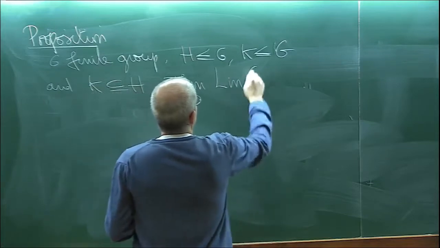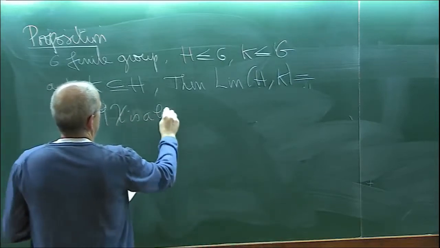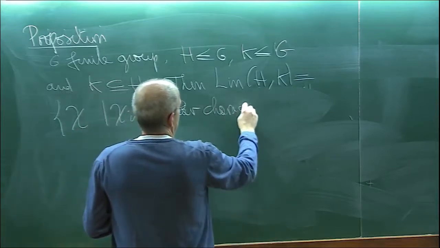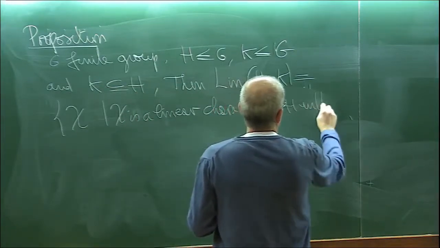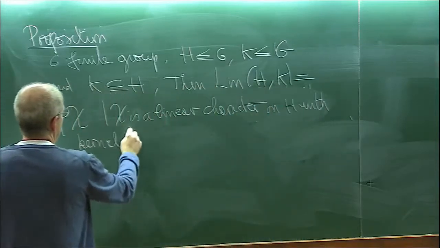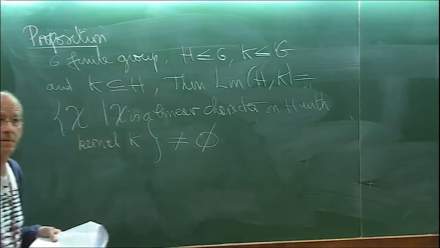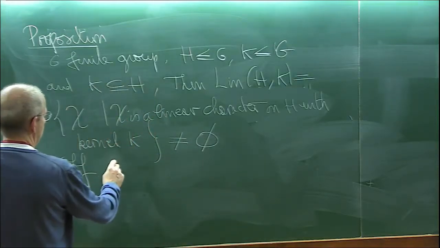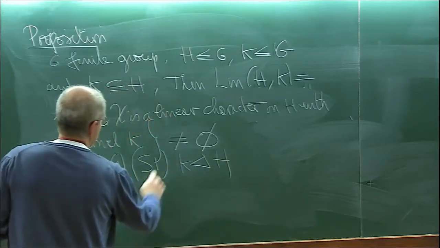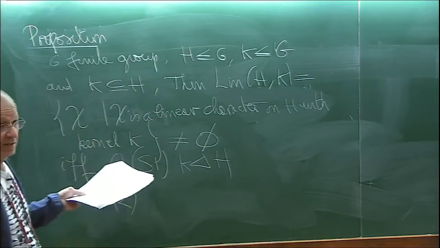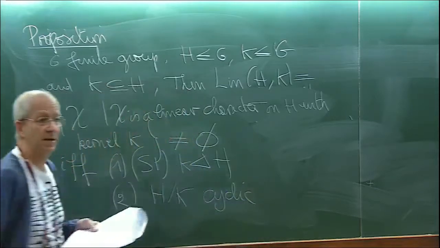Then, if I denote by lin(H,K) the following set, the linear characters on H with kernel K. They might not exist, but this will be non-empty, this is easy to prove, if and only if the following two conditions are satisfied. The first one I wrote S1. It means that K is normal in H. It's the kernel of something, so it has to be normal. And secondly, it has to be a linear character. If that's the kernel, then H over K should be cyclic. That's easy, right?